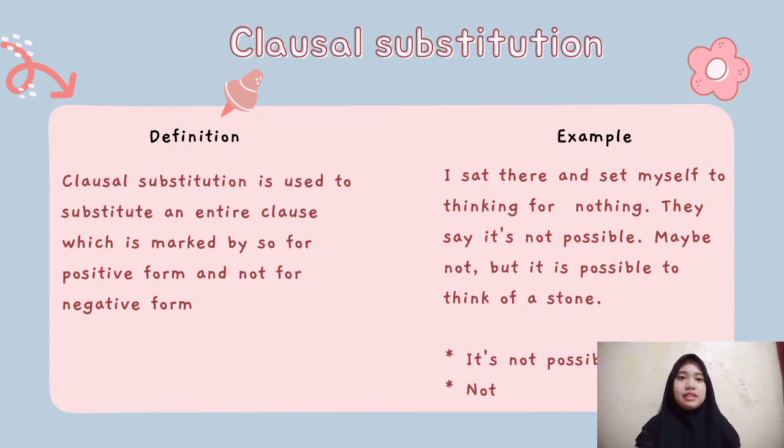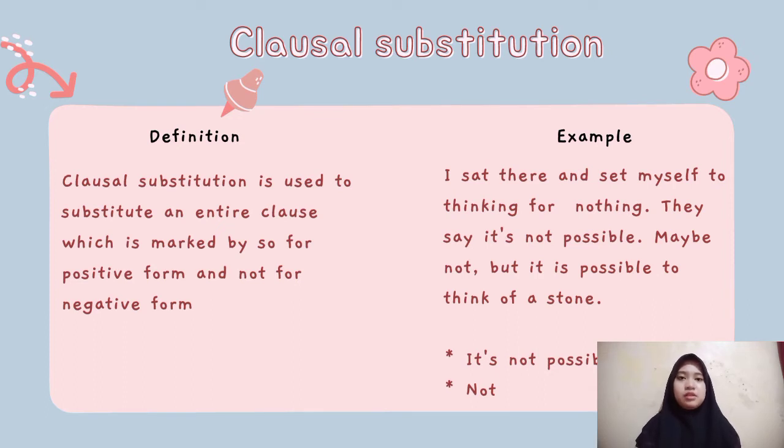I sat there and set myself to thinking for nothing. They said it's not possible. Maybe not, but it is possible to think of a stone. So the words we need to highlight here are it's not possible and not. The statement above can be defined as clausal substitution, which is marked by not. Substitution not is for the negative form, right? So this clausal substitution represents the clause it's not possible.